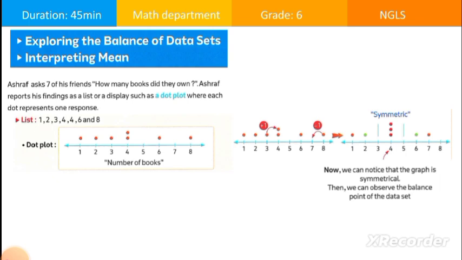The number of books: 1 has 1 book, 2 has 1 book, 3 has 1 book, 4 has 2 books, 6 has 1 book, and 8 has 1 book. To make a balance between them, we can move 3 to 4, 8 to 7, 6 to 5, 7 to 6, and 6 to 4, and 3 to 4.